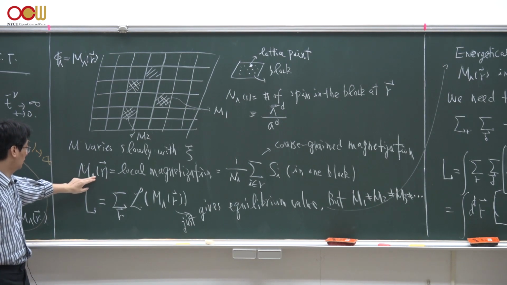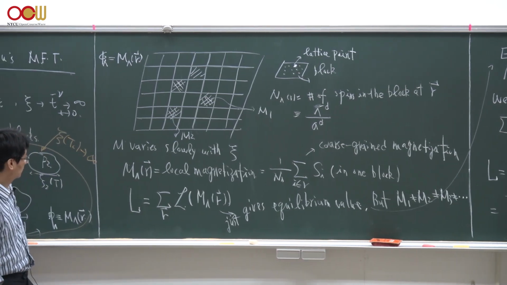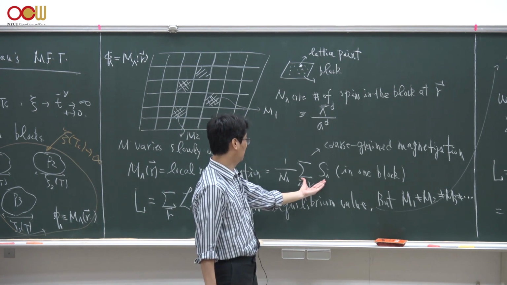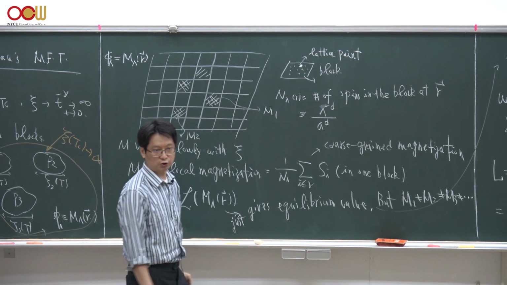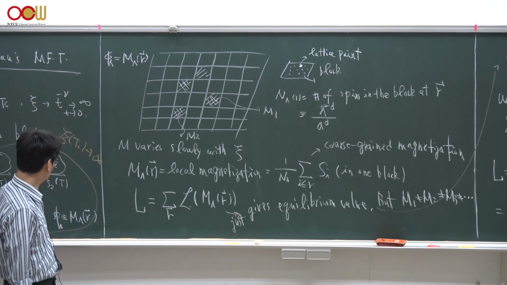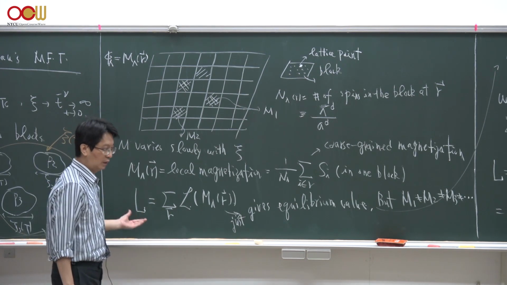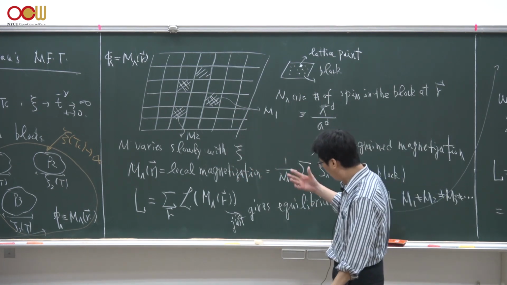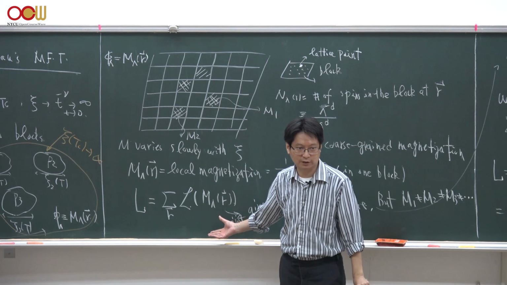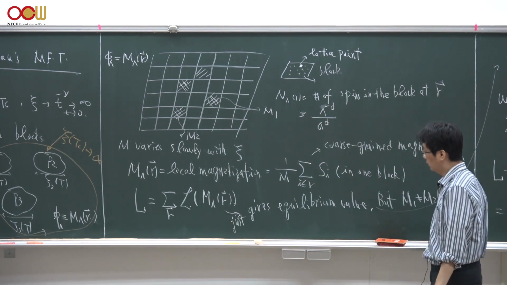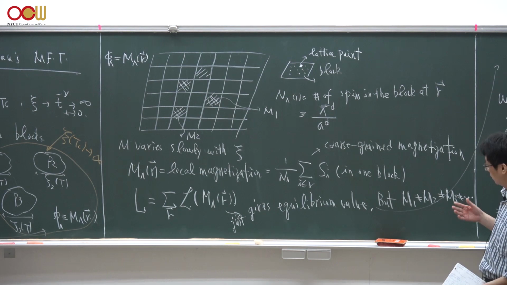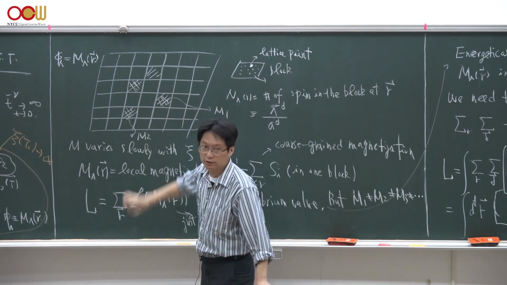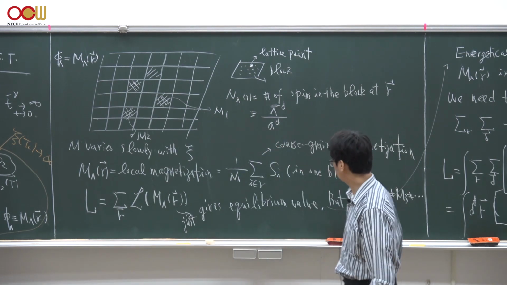Capital M, lambda as a function of R, represents the local magnetizations, which is some kind of an average spin moment over each block of spins. And our Landau free energy function is a sum over all such blocks. So you can consider this effective Landau free energy as a summation over the equilibrium value of this order parameter, which forms blocks or clusters.